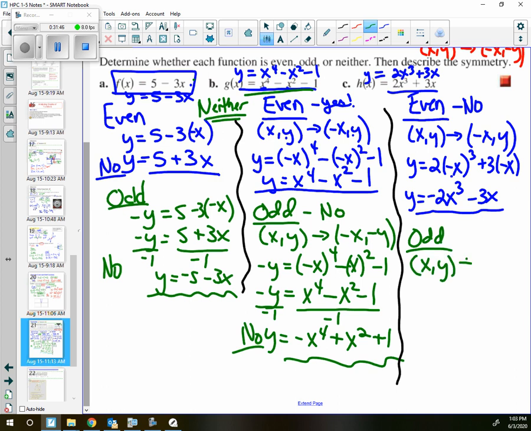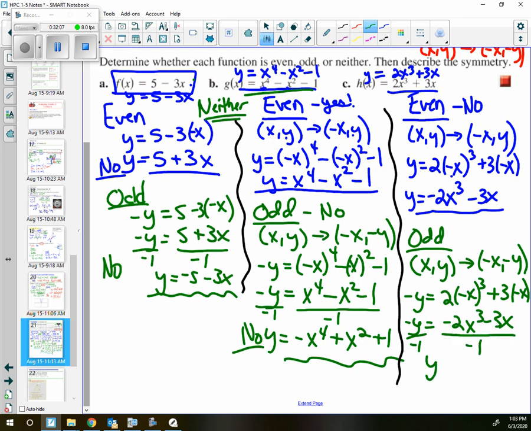So x, y, to be odd, would have to have opposite of x, opposite of y. In other words, replace the y with opposite of y. Replace the x with opposite of x, and we're going to see if we get the same expression back. Well, watch what happens for this one. I know that this would be negative 2x cubed and then minus 3x. We did that one. But watch what happens when you divide by the negative 1 now. We get back to 2x cubed plus 3x. Yay! Okay, that's exactly the same as the original. What does that mean? It means that this is an odd function.